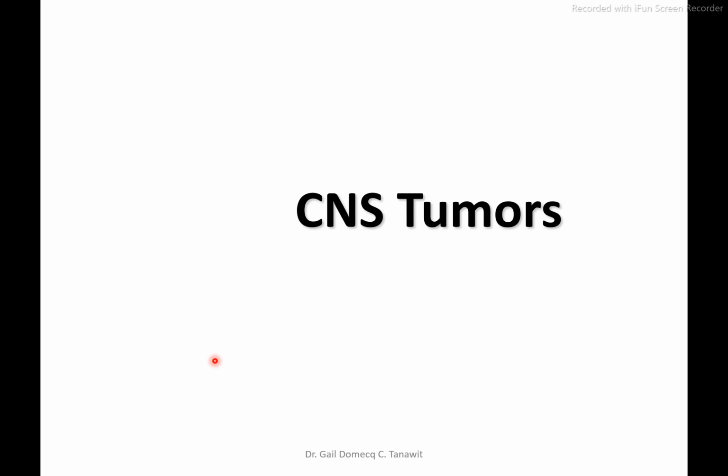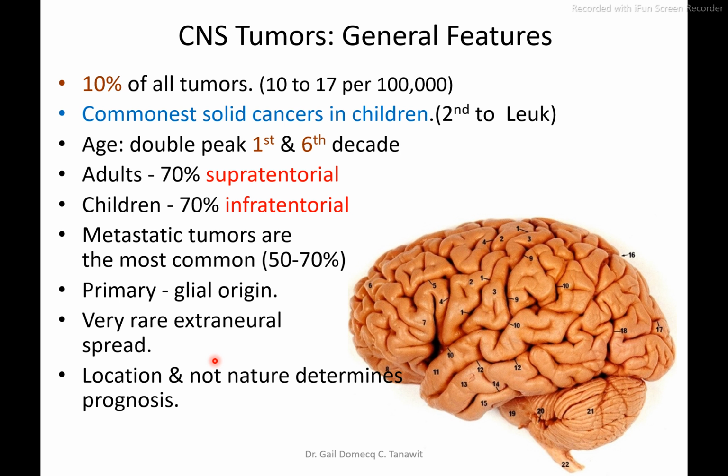Now let's go to, quite also interesting, that the brain can have tumors. So what are the general principles in the CNS tumors? 10% of all tumors occur in the CNS, 10 to 17 per 100,000. Brain tumors are the common solid cancer in children.